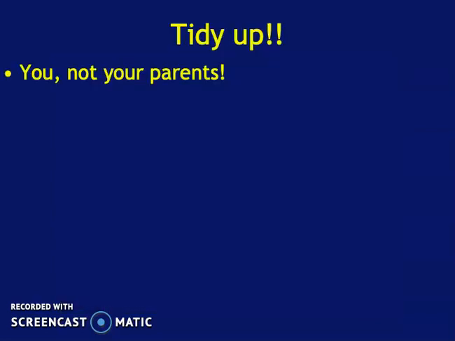Now, once you've done all that, you've got to tidy up. You, not your parents, they've got enough going on now in their lives. I say to my kids, I'm not their mother or father, I'm not their parent, and they laugh at me, but they also have to tidy up themselves. So please make sure you do this and don't add to your parental unit's stress.